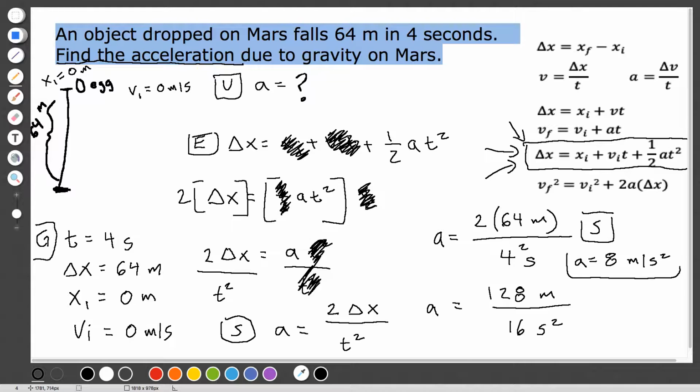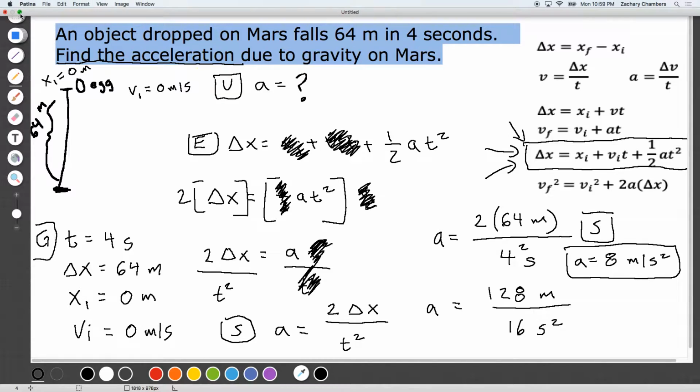That's the acceleration due to gravity. That kind of makes sense because the acceleration due to gravity on Earth is 10 meters per second squared, and Earth is bigger than Mars, so it has more mass and therefore more gravity. But that's our final answer. Let's check and make sure it's correct.